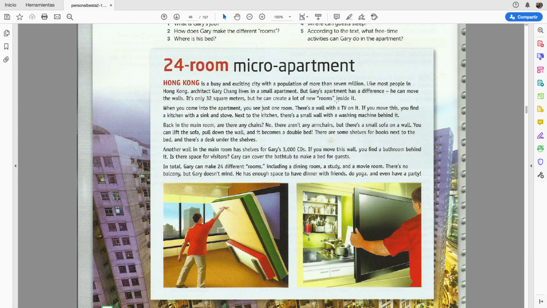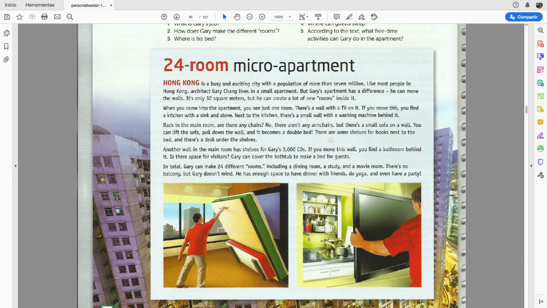Okay, I'm sorry. And here we have, but he can create a lot of rooms inside it. So let's see how he can do it. When you come into the apartment, you see just one room. There's a wall with a TV on it. But if you move this, you find a kitchen with a sink.